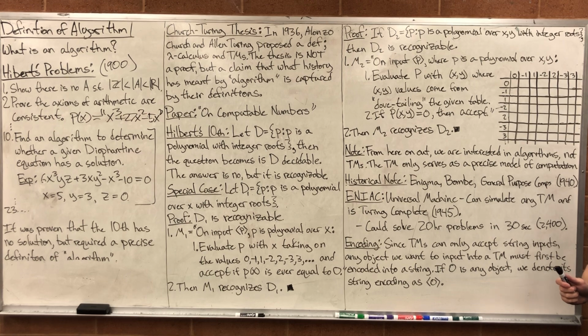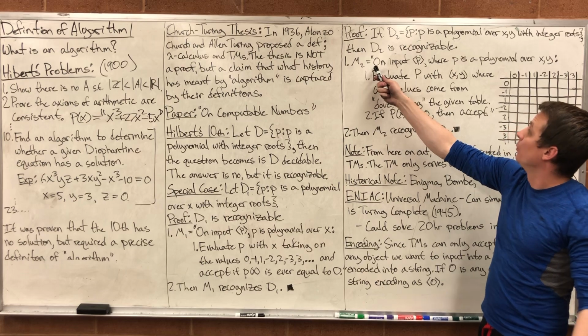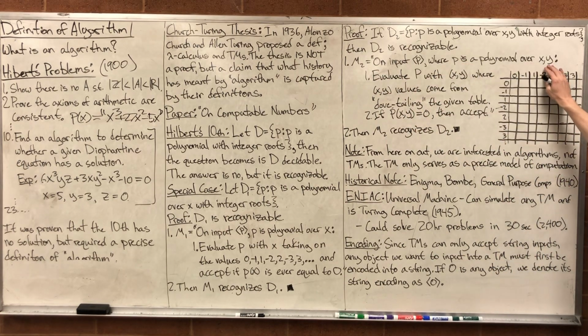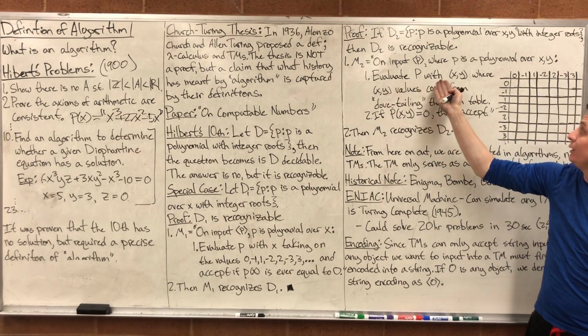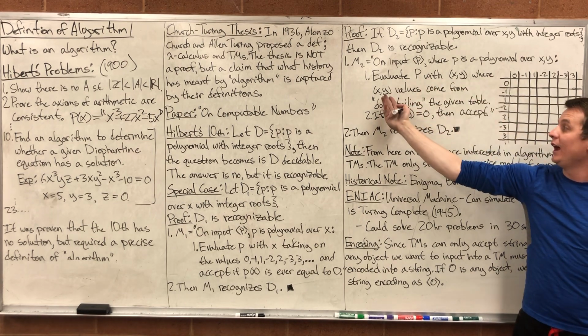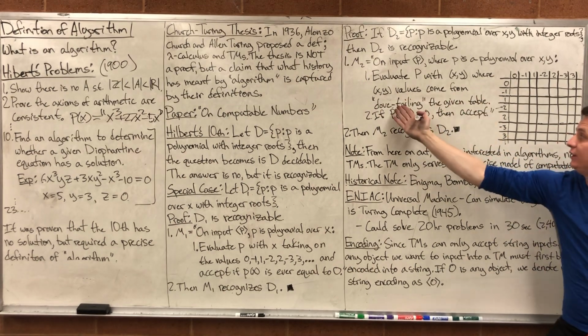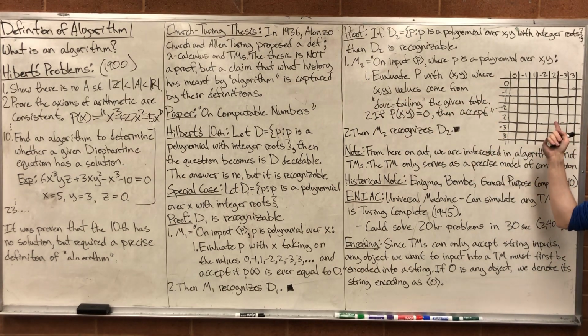With me? Okay, what are we going to do? On input, some string encoding of a polynomial, where P is a polynomial over X and Y, we're going to evaluate P with X and Y, where the XY values come from dovetailing the given table. I'll explain that here in a second.